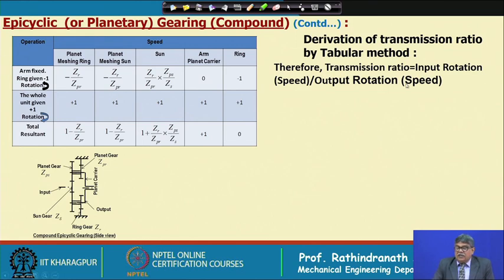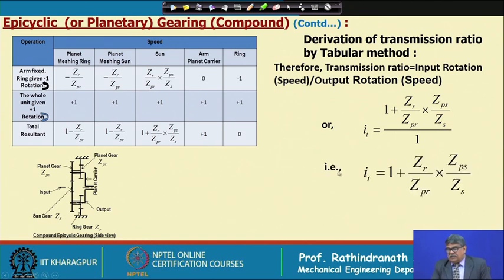But in this table we have found the motion. So, according to that, this is input motion divided by output motion, that means rotation, not speed, because we have not considered the time part. So it is the rotation, and in that way we get the transmission ratio equal to 1 plus ZR by ZPR into ZPS by ZS, which we have shown earlier, which we derived from the torque ratio.